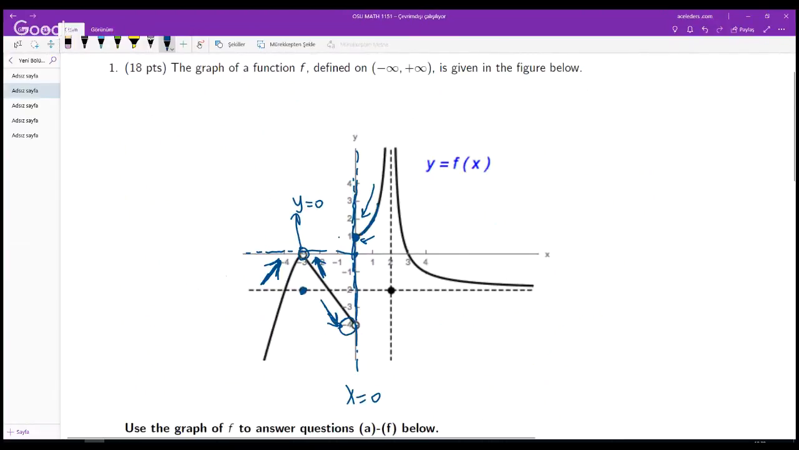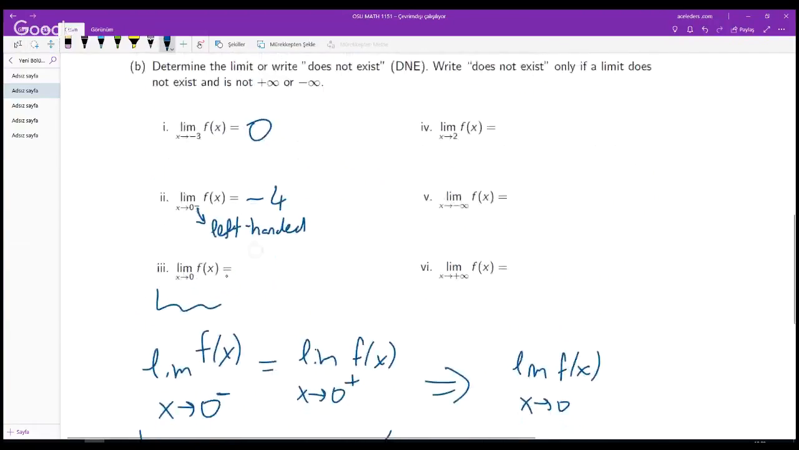Therefore, the left-handed limit is minus 4, but the right-handed limit is 1. So what is the answer? The answer is does not exist. Okay? Because minus 4 is not equal to 1.